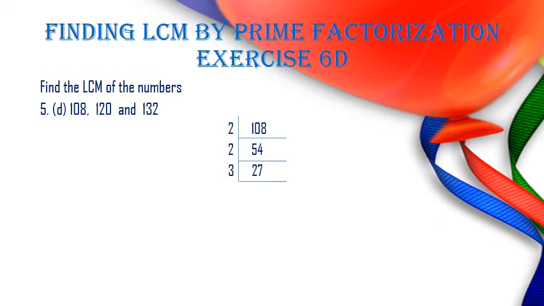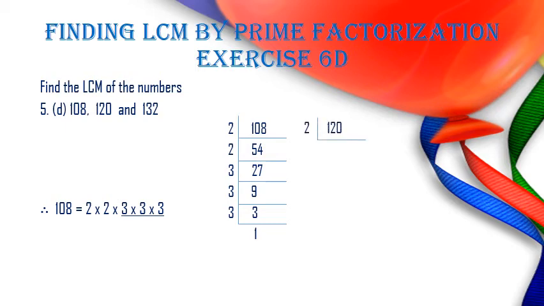So, the next prime number is 3. 27 divided by 3 gives 9. 9 divided by 3 gives 3. And 3 divided by 3 gives 1. Right? So, children, the prime factors of 108 are 2 multiplied by 2 multiplied by 3 multiplied by 3 multiplied by 3.